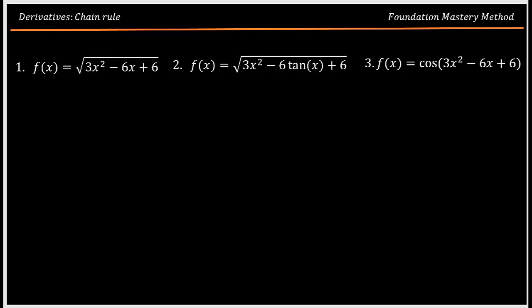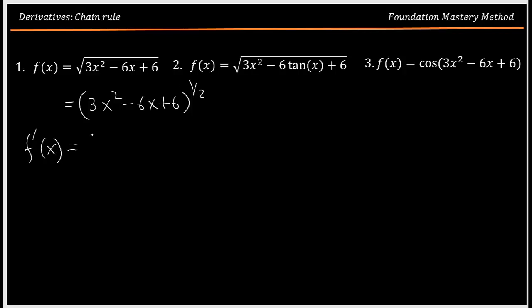Derivatives using chain rule. In this page, first we are taking three examples. The first problem is the square root of 3x squared minus 6x plus 6. We'll take the derivative so we can apply power rule. First we see what is the exponent on this problem. So we see that it is 3x squared minus 6x plus 6 to the 1/2.